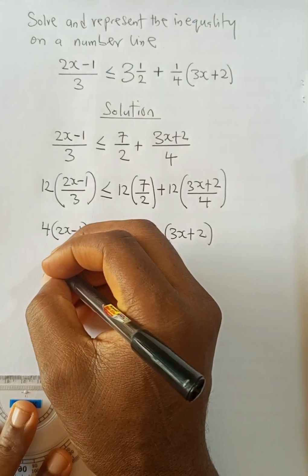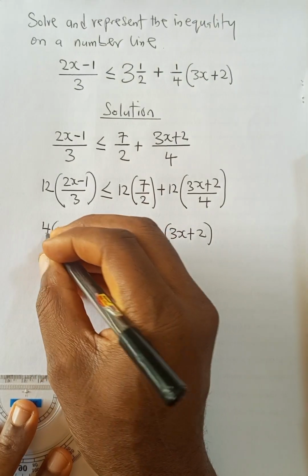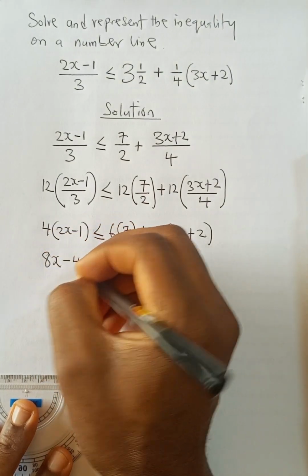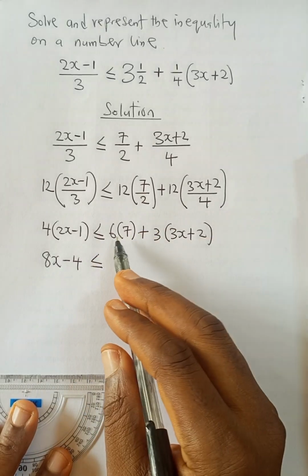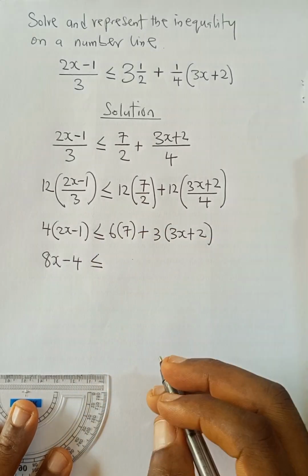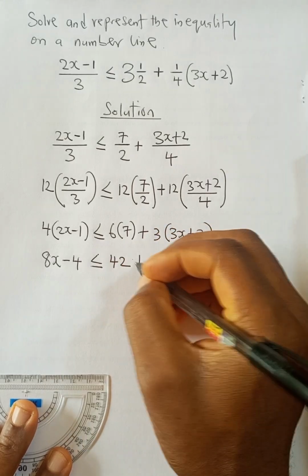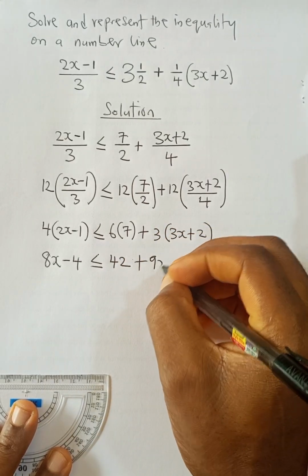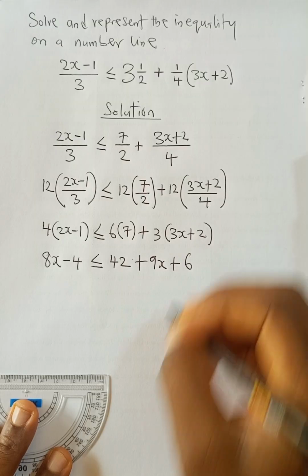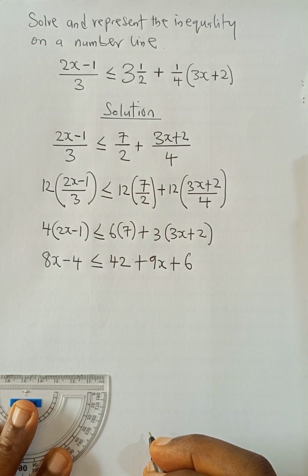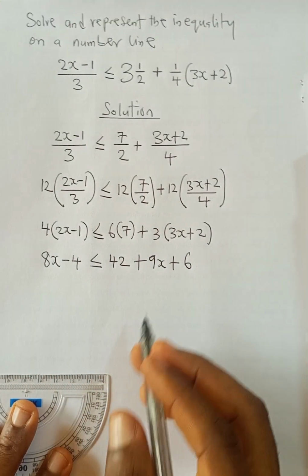So we just open the bracket. We have that 8s, 4 times minus 1 is minus 4, less than or equal to 6 times 7, which will give us 42, plus 3 times 3s, 9s, 3 times 2, we'll have 6. Let's bring s to one side and the numbers to the other.